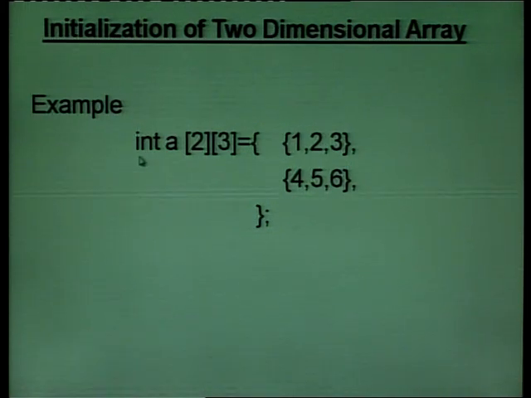The initialization example for a two-dimensional array is given here. It is an array of integer data type whose name is A. It contains 2 rows and 3 columns. Of the 2 rows, the first one starts from 1 and the other one starts from 4, and 1, 2 and 3 are the 3 columns of the array. The total number of elements is given by 2 times 3, that is 6 elements here.